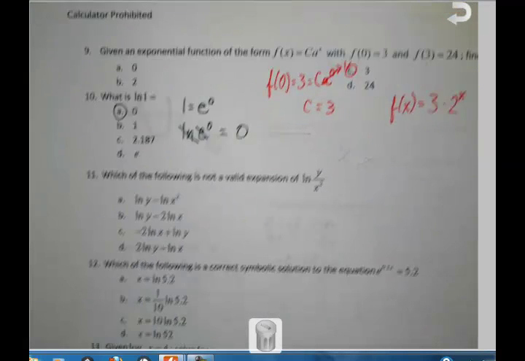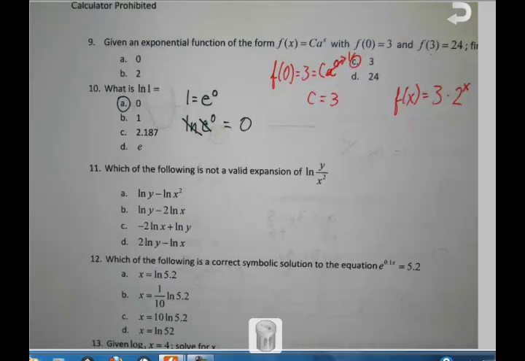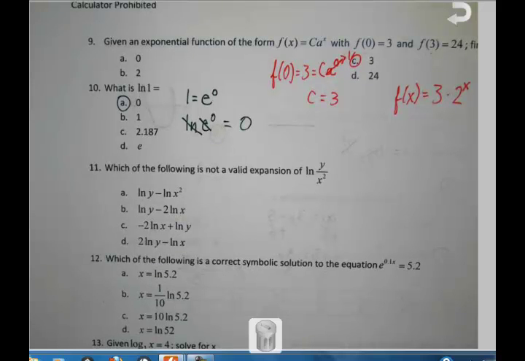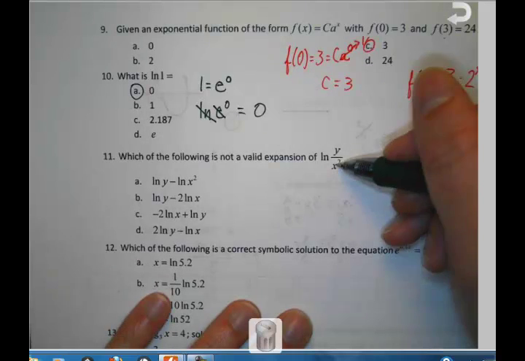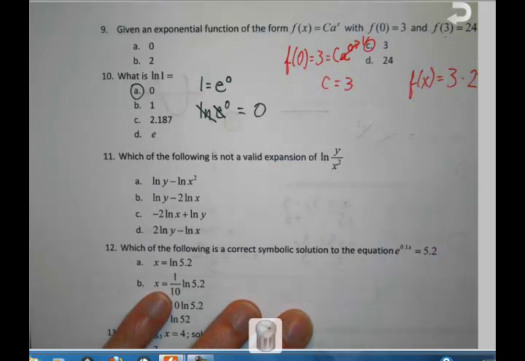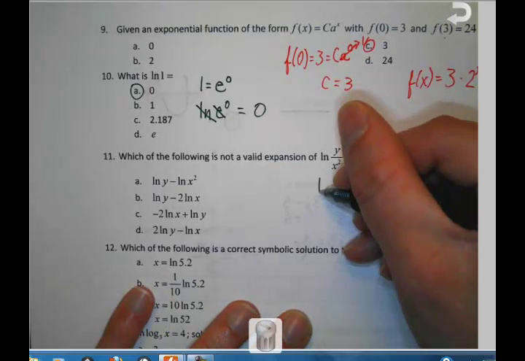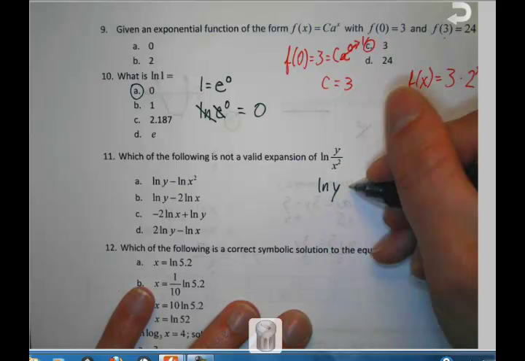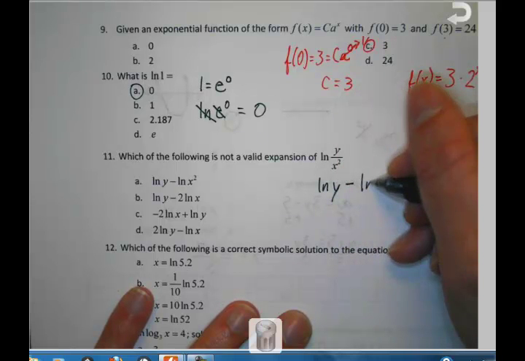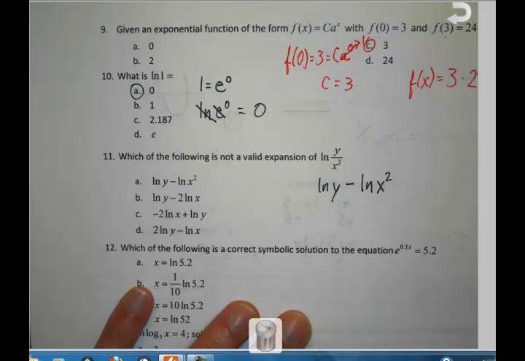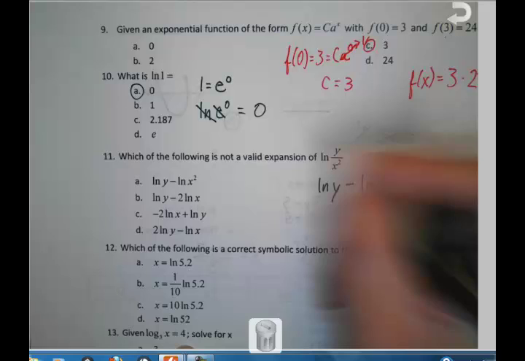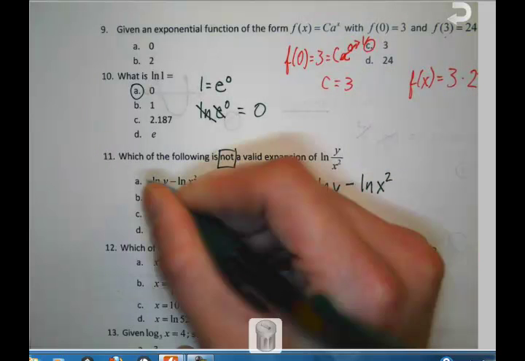The next one, which of the following is not a valid expansion of the natural log of y over x squared? Now, in this case, I'm taking a quotient of logarithms. Whenever I'm taking a quotient, that means I am subtracting the natural log of x squared from the natural log of y. Now, this is actually our first answer choice. Now, the key thing is it asks us which is not a valid expression.